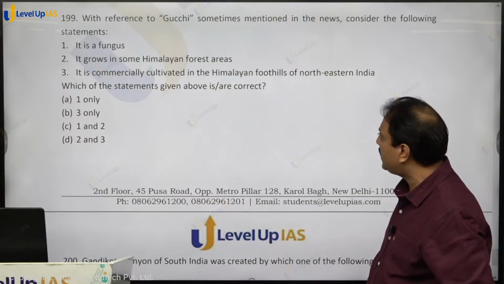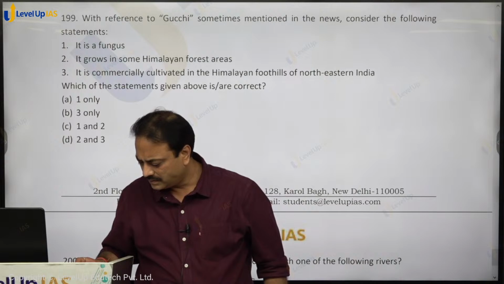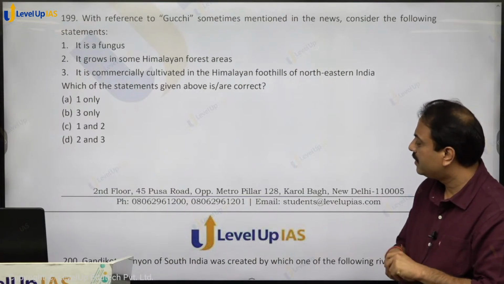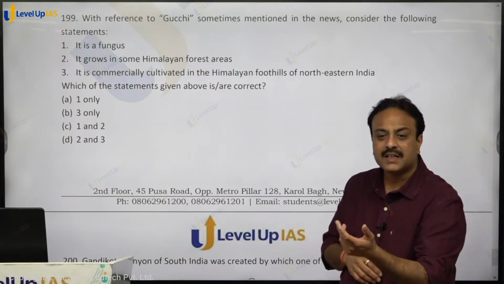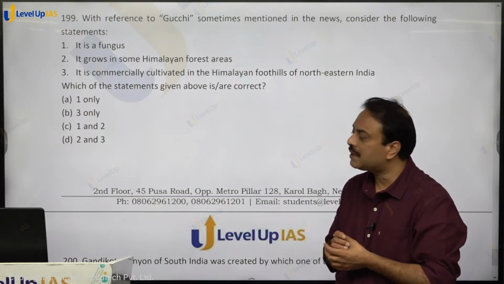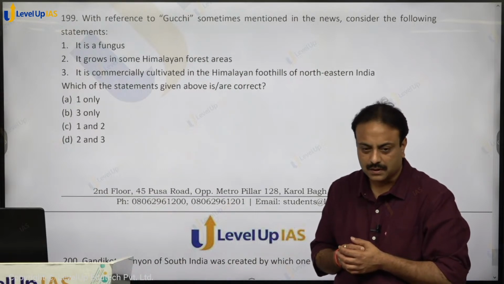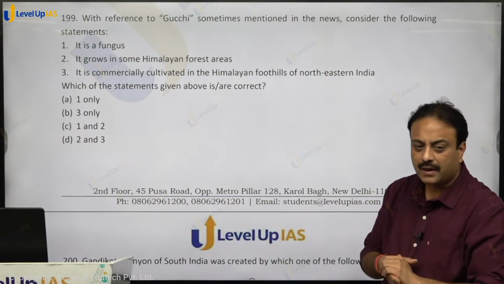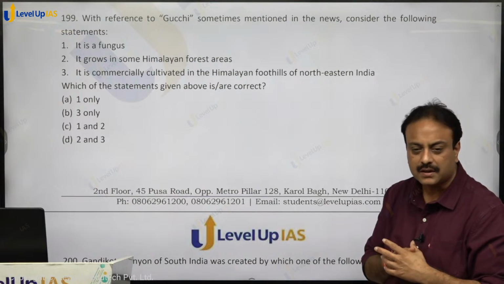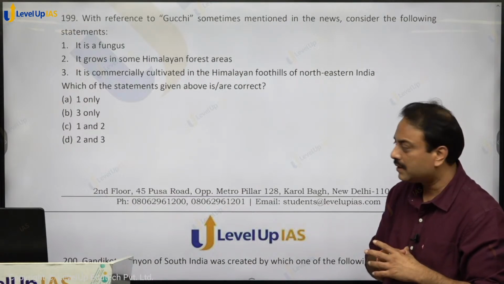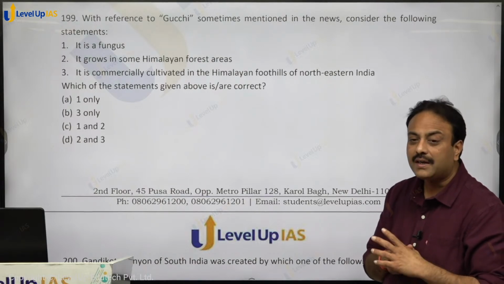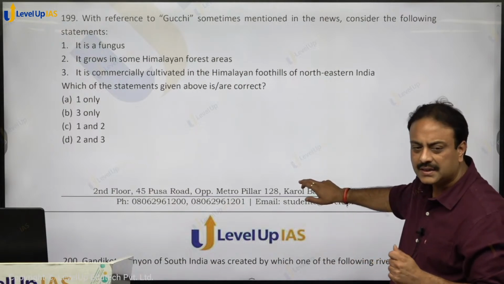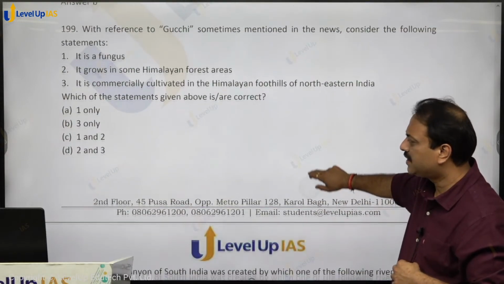Question number 199, with reference to Gucchi, sometimes mentioned in news, consider the following statements. It is a fungus. It is basically a mushroom, right? It grows in some Himalayan forest area. Yes or no? Go to Kullu Manali, you will find this Gucchi mushroom sold over there. Then, it is commercially cultivated in the Himalayan foothills of the northeastern region. Commercial cultivation? No. It is not commercially cultivated, but because it is very costly, efforts are going on to cultivate it, but they have not been able to yet. So 1 and 2 are correct, 3 is wrong. So option C, C for cat will be the right answer.